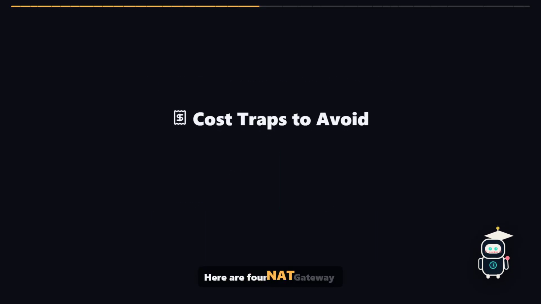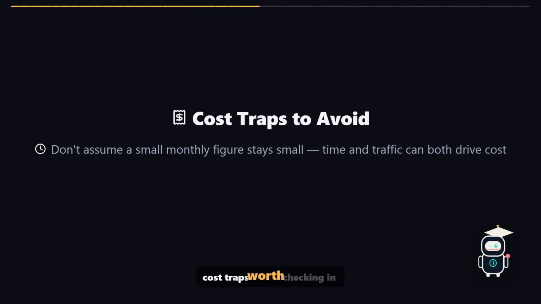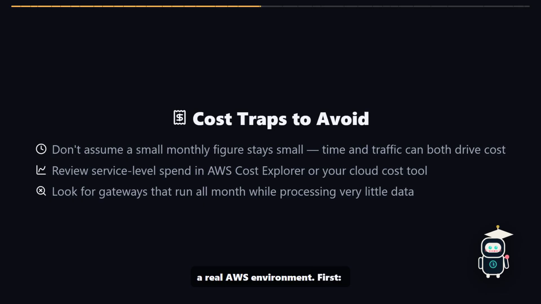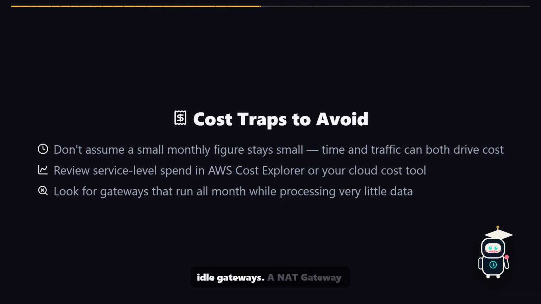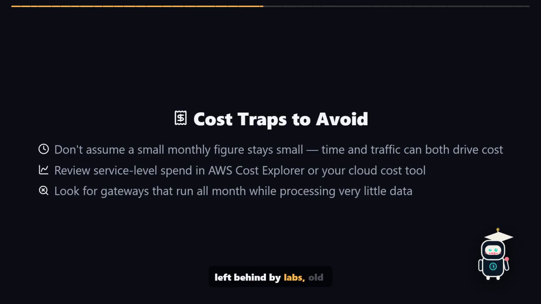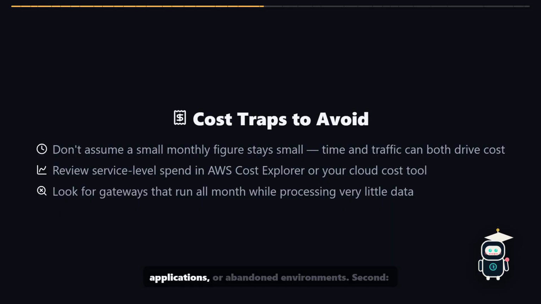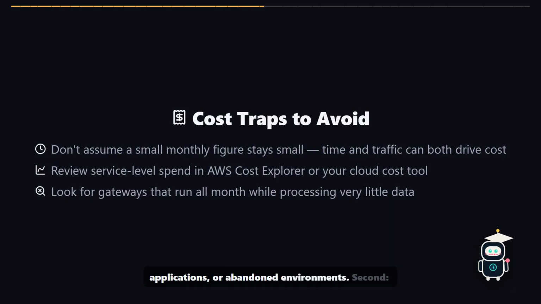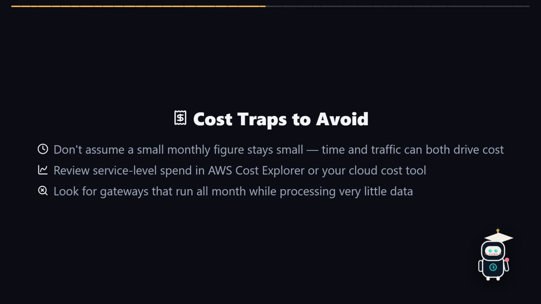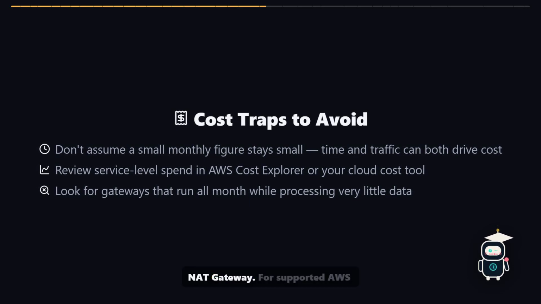Here are four NAT gateway cost traps worth checking in a real AWS environment. First, idle gateways. A NAT gateway can remain deployed even when very little traffic uses it. Review your environment for gateways left behind by labs, old applications, or abandoned environments. Second, unnecessary NAT traffic. Not every connection from a private subnet has to travel through a NAT gateway.